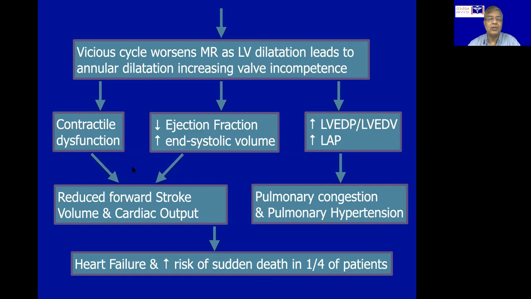What it finally leads to is reduced forward stroke volume and a reduction in the cardiac output. And on the pulmonary side, there is pulmonary congestion and pulmonary hypertension which develop. This fall in cardiac output results in heart failure, and about 1/4 of the patients have died suddenly.